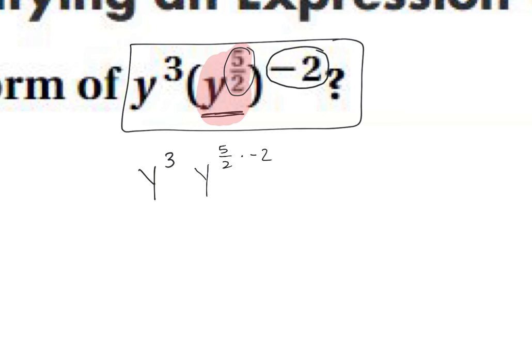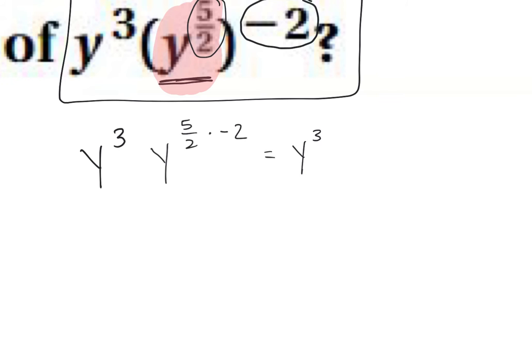Now, 5/2 times -2. We need to rewrite the -2 as a fraction. How can we do that without changing the actual value of the fraction? Tessa? Add 1 where? No. On the bottom. Because we want to divide by 1, which would keep it the same. Okay? So this is going to be y to the 3rd. It's just chilling. It's going to stay chilling for a while. Okay? Times y to the 5/2 times -2/1.